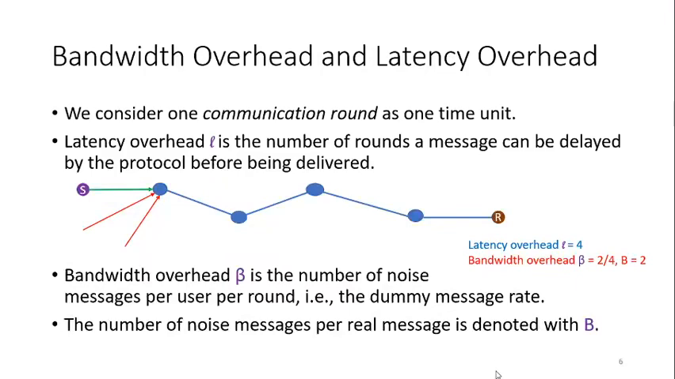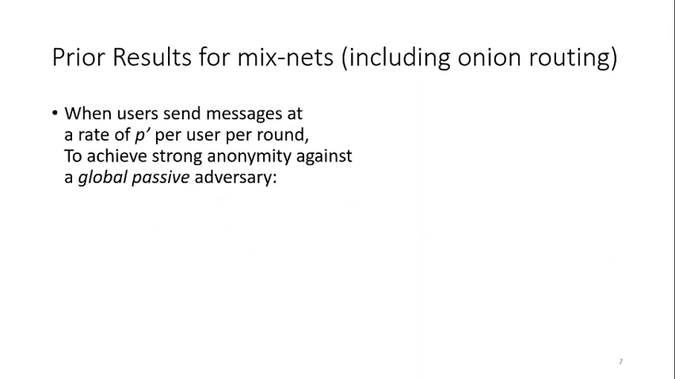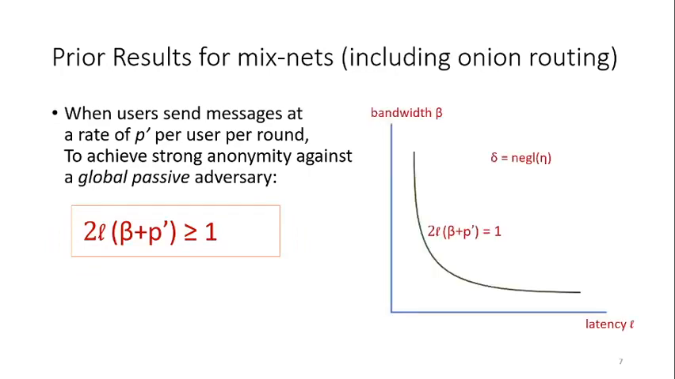With those defined, our previous paper said that when users send messages at the rate of p prime per user per round, to achieve strong anonymity against even a global passive adversary, we need at least the latency times message rate to be greater than half. So this is a parabolic curve which represents the necessary constraint for strong anonymity. Any protocol which is above the curve has hope of providing strong anonymity.